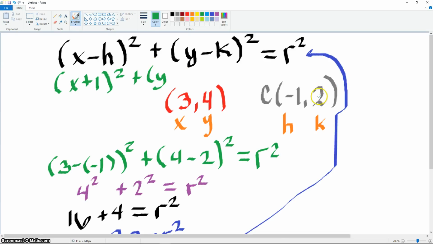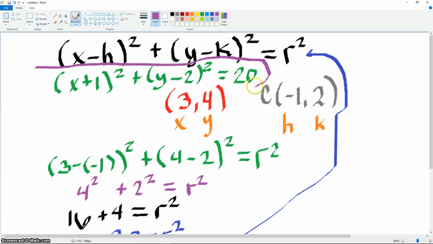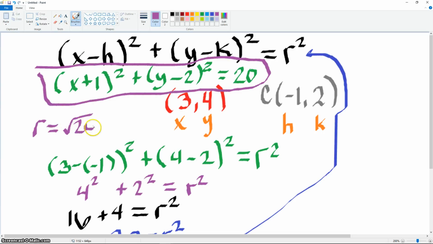The opposite of a +2 is a -2, so (y - 2) squared is equal to whatever we got for r squared way down below, which was 20. Okay, and that's our official answer. Now keep in mind that r squared is 20. That's not the radius though. The radius, in other words just r, would be the square root of 20.